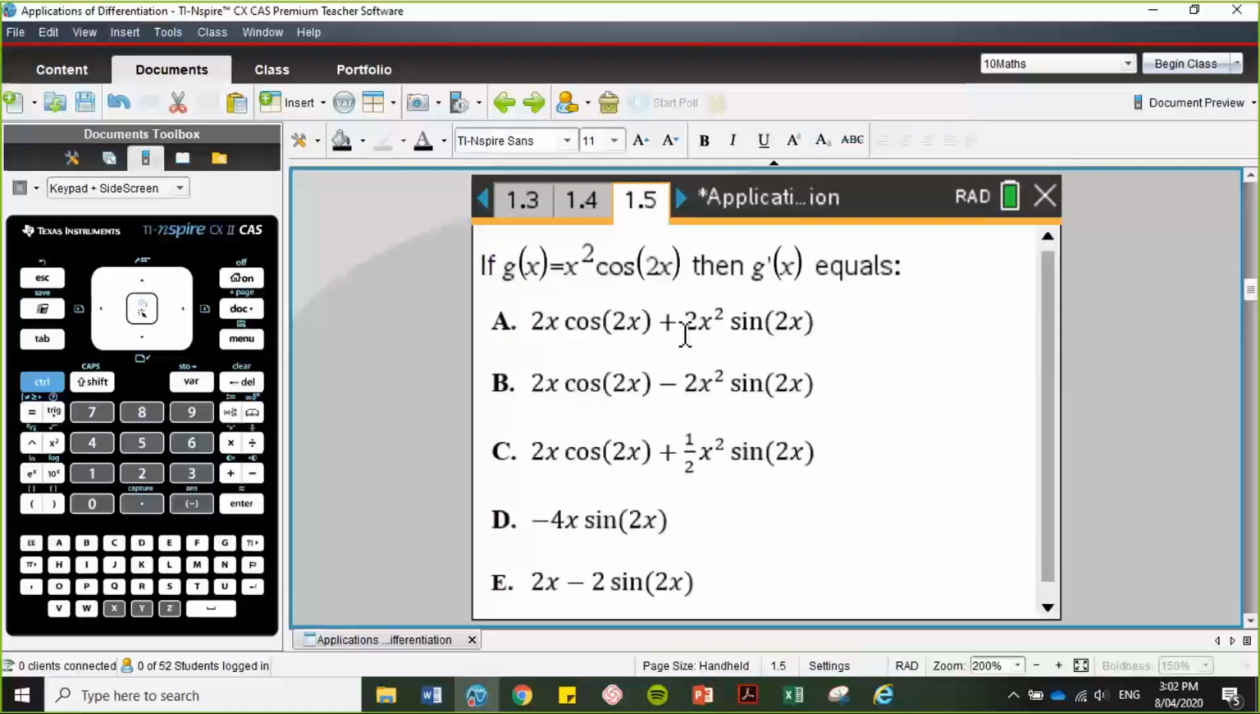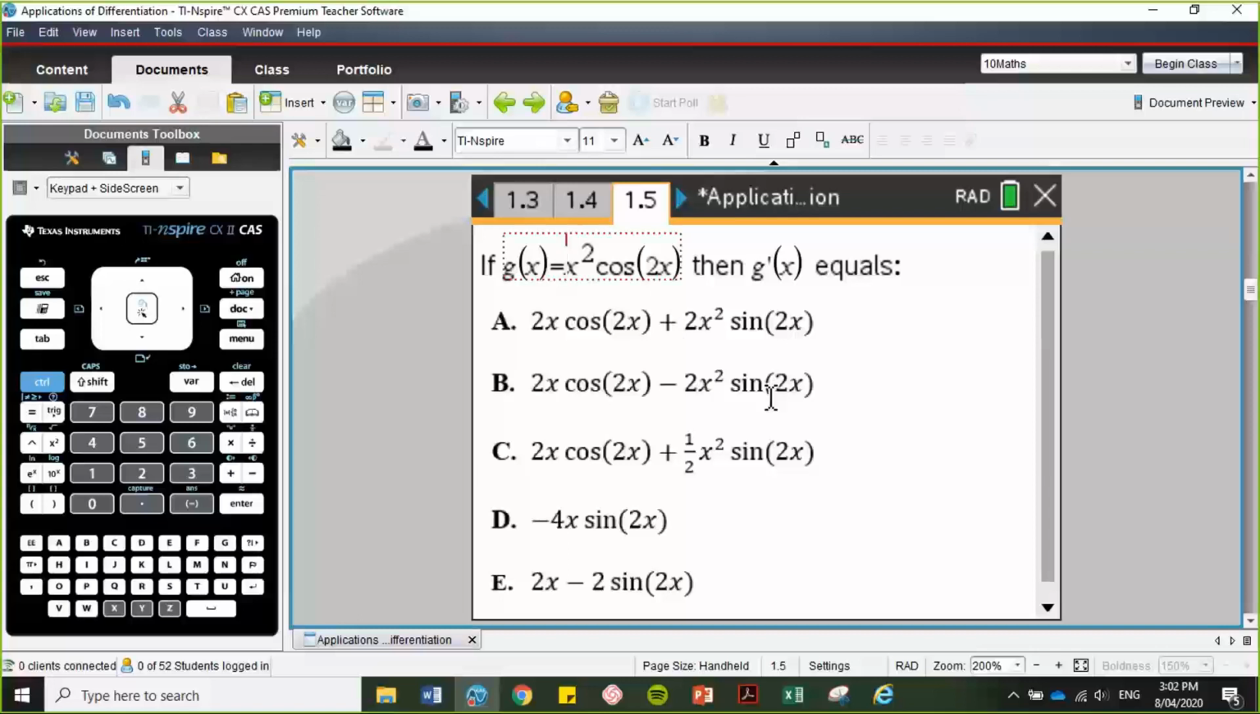It's just a function here that's the product of two functions, and we're asked to find the derivative g dash of x, and this is a multiple choice question. So of course during the year you will learn, or will have already learnt, the chain rule and the product rule, so you'll be able to differentiate this by hand. But if you were in a situation where you had your calculator, we can use our CAS to do this.